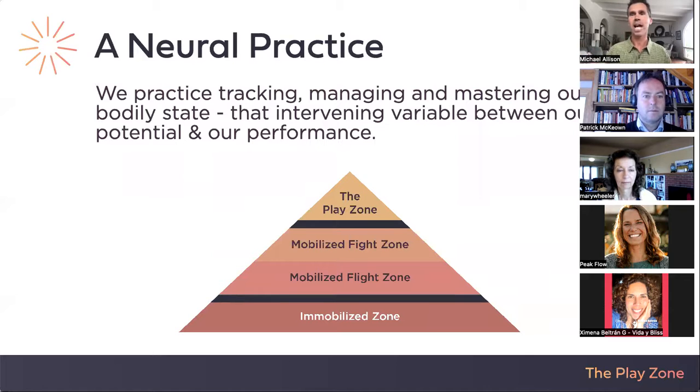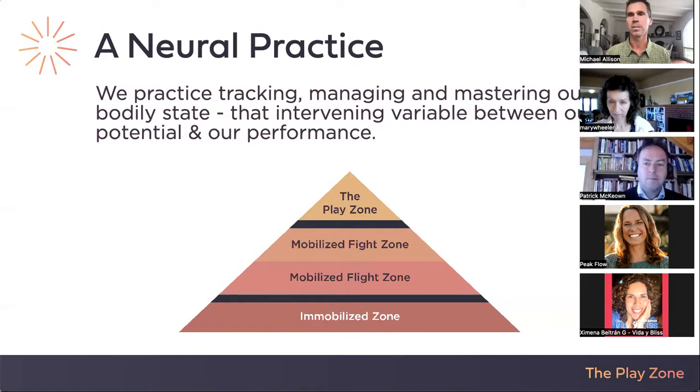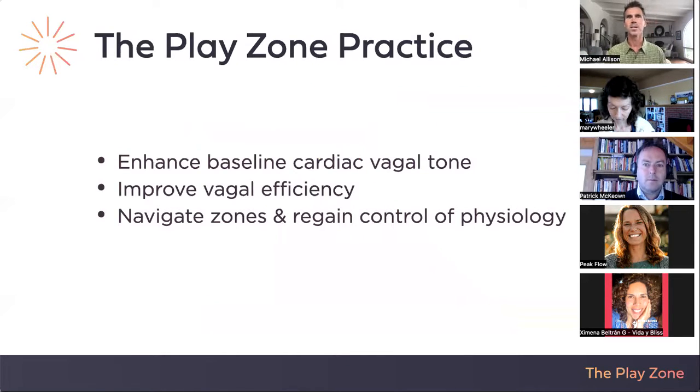So when we understand that, what I'm suggesting, then we change how we practice and how we train, off the court and on the court. And it actually becomes what I'm calling a neural practice, which is the practice of being able to track with awareness where we are physiologically, and then being able to manage it and ultimately being able to master it on demand, right? So that we can ramp up, we can calm down, or we can stabilize with control.